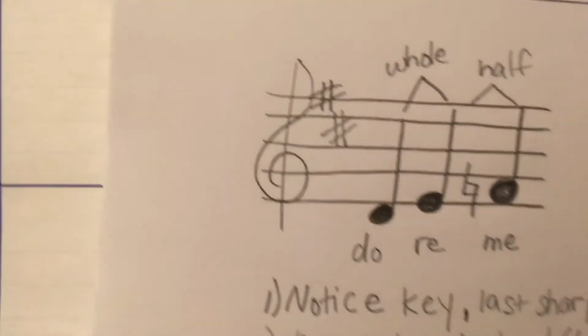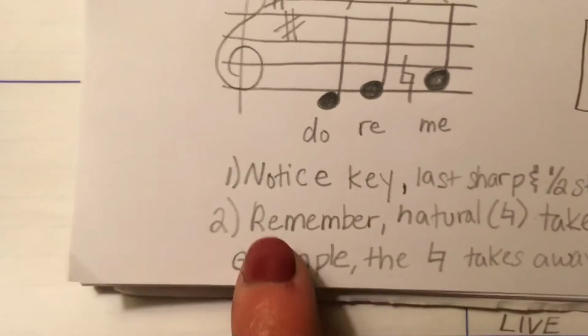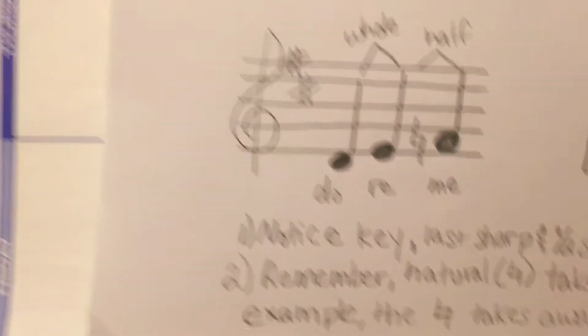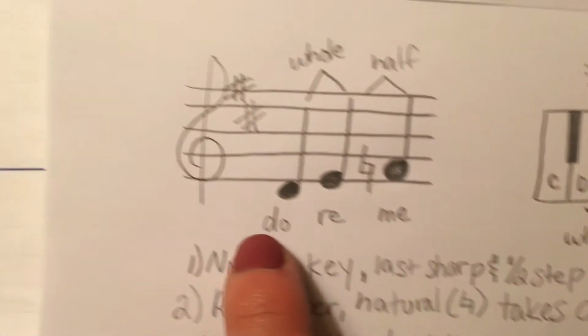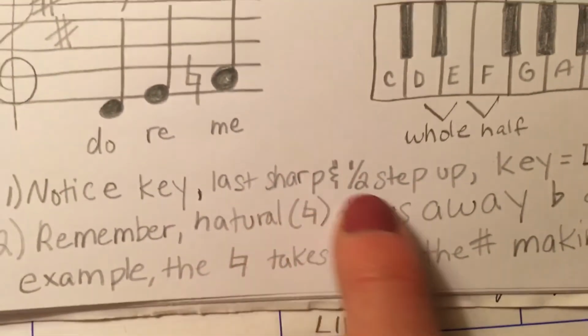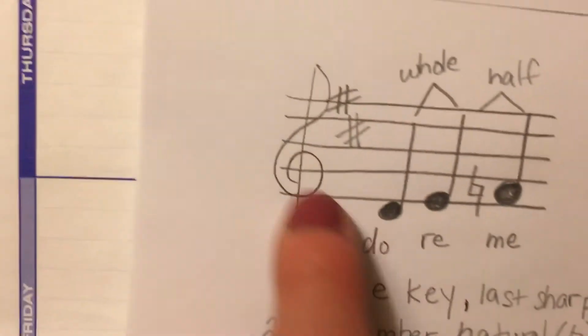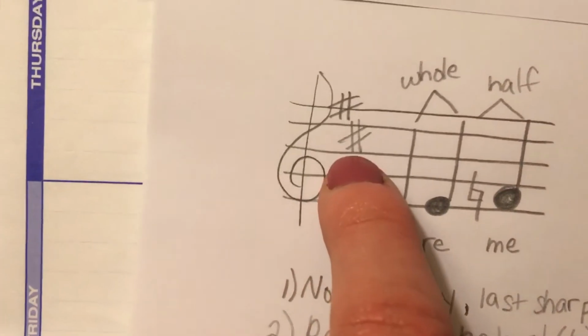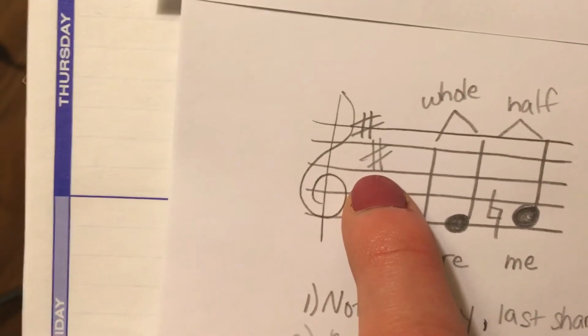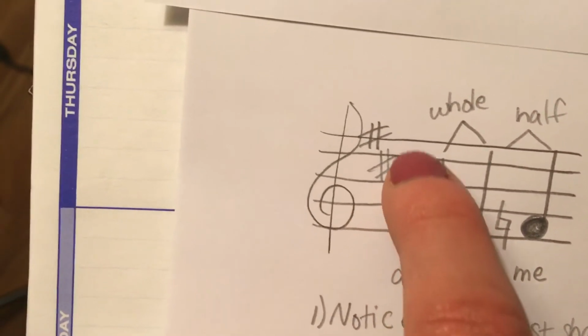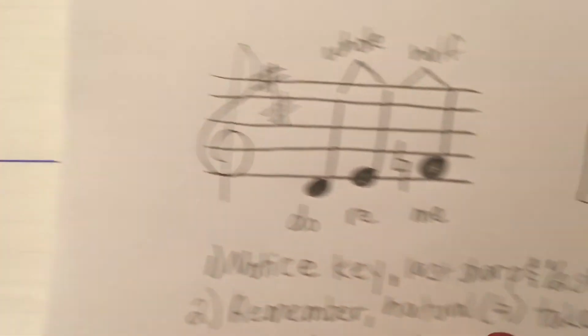We'll take a look at our last little guy here. So here we are again. Notice your key. This is not the same as before. We've got our sharps in here, our last sharp, and a half step up. So this is all stuff you should know already. So your last sharp here is a C sharp. So a half step up from C sharp is D.